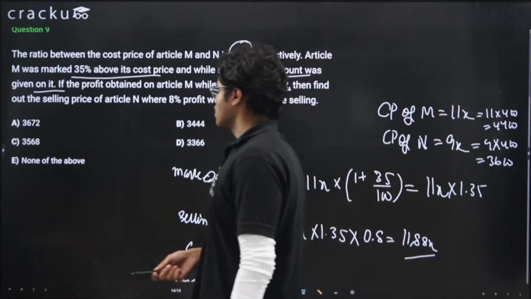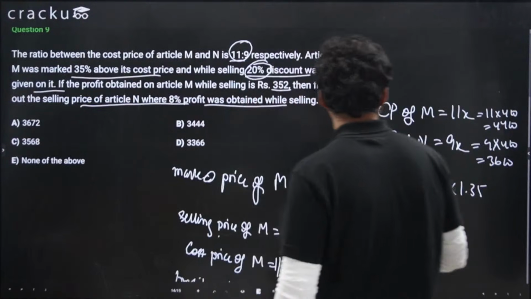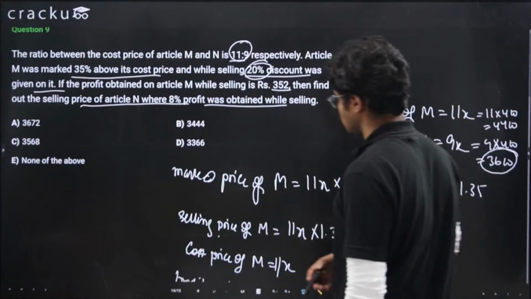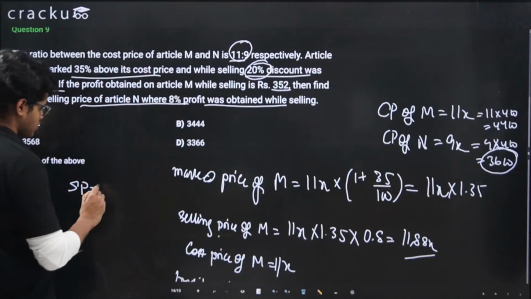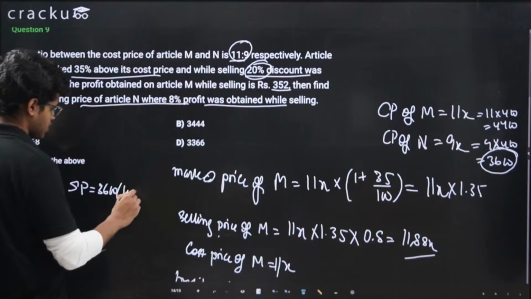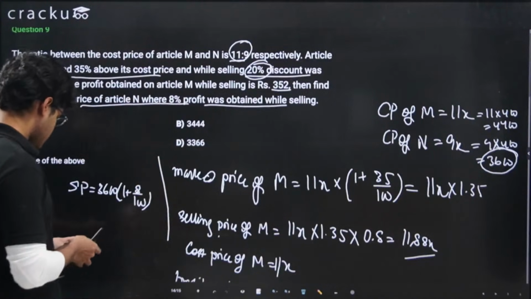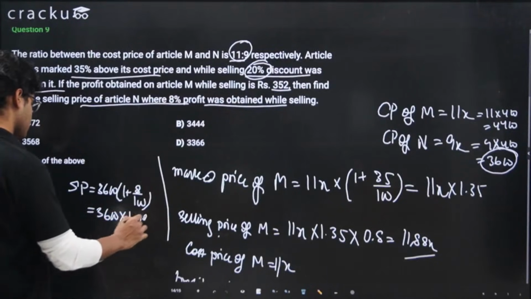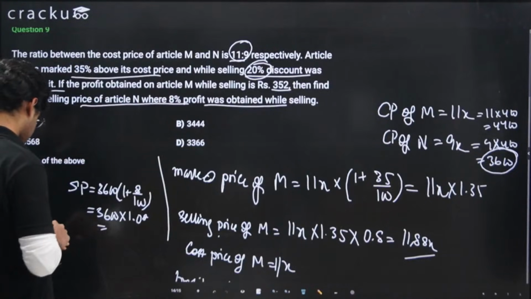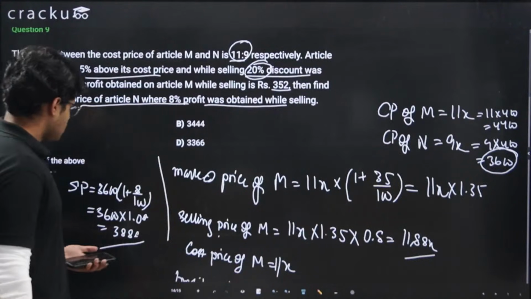Now we need to find the selling price of article N where 8% profit was obtained. So cost price of article N is 3600. Profit is 8%. What is the selling price? So selling price would be 3600 into 1 plus 8 by 100, which is 3600 into 1.08, which is 3888.